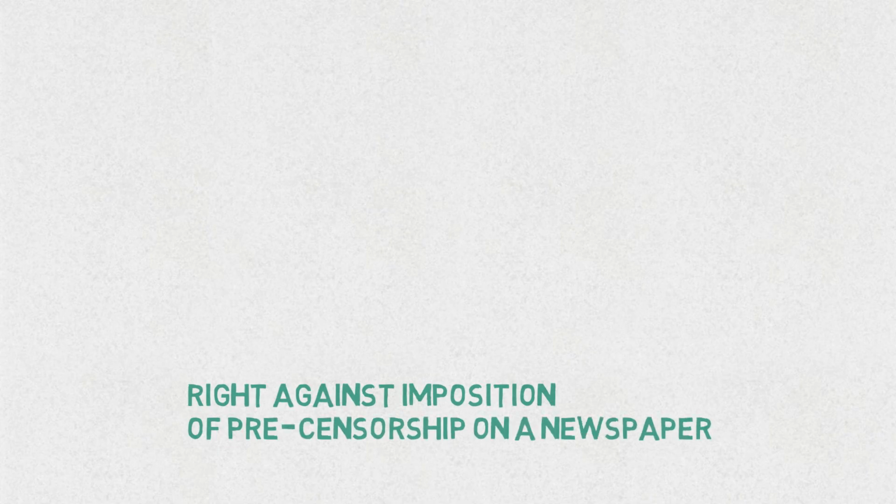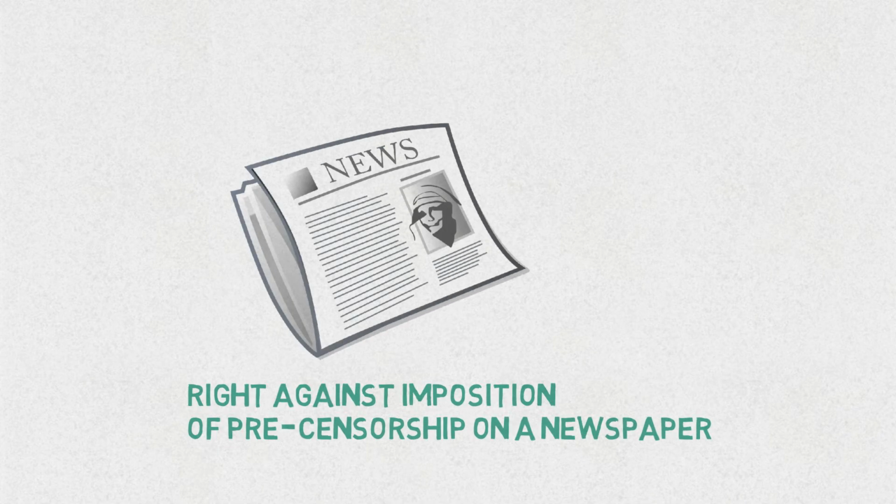Ninth, right against imposition of pre-censorship on a newspaper. This used to happen under British rule, where the press articles had to be first approved from the British government before printing and distributing it to the common public. Now let's see the grounds of restrictions on freedom of speech and expression.